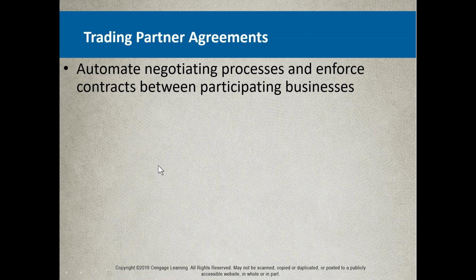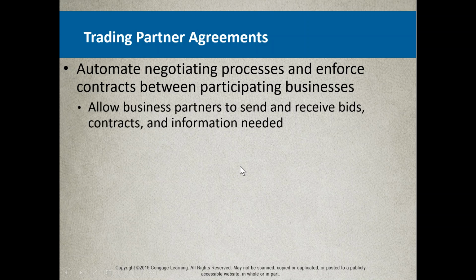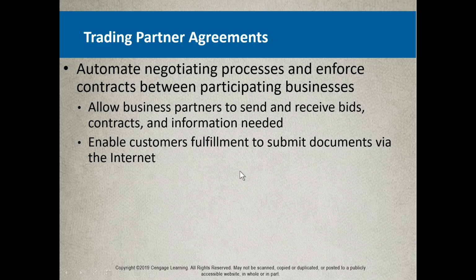All right, let's have a look at the next one, trading partner agreements. When you're online and you're working with other companies, you may have to set up a trading agreement with the company. This is to automate the negotiating process, and it helps to smoothen out the processes by already agreeing upon terms. It enforces the contracts between partnering businesses or participating businesses. An example of that is enabling customers' fulfillment agreements to submit documents via the internet.